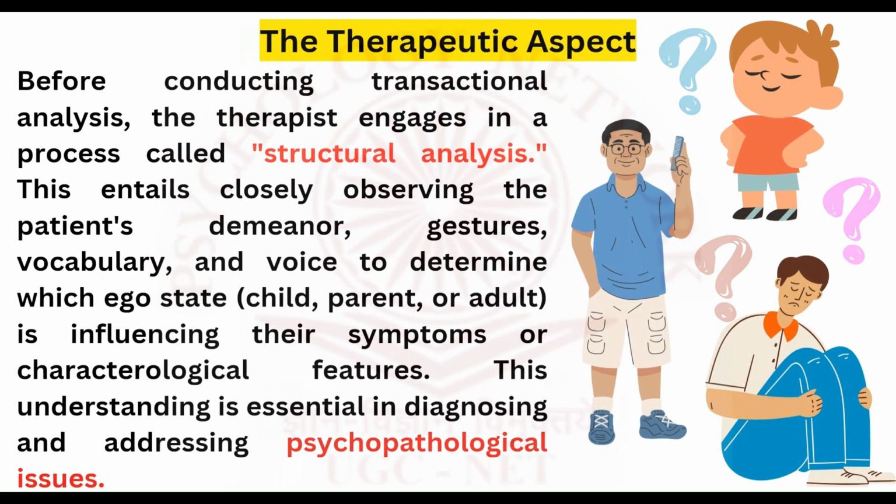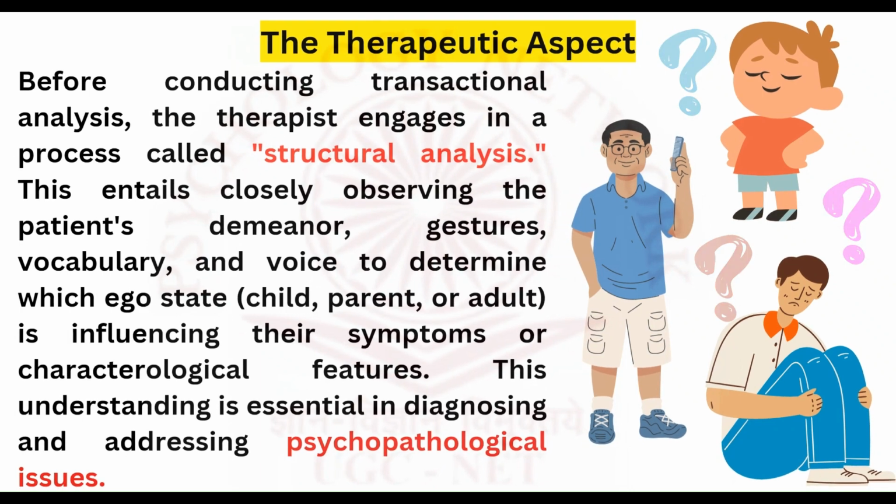Now, the therapeutic aspect isn't very important for UGC NET. From here onwards, for UGC NET, only the main words and terms, like structural analysis, would be important. If they give you match the following, with five different terms from different therapies and the names of the therapies in the other column, then structural analysis would be matched to transactional analysis.